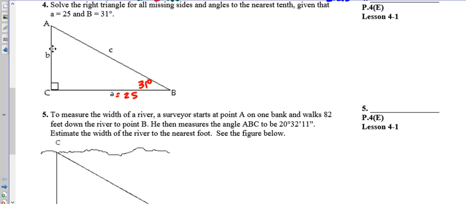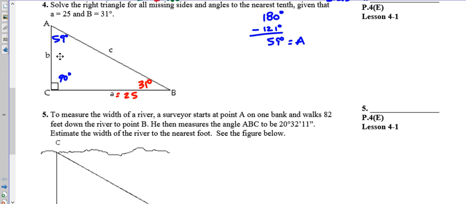Remember, every triangle has 180 degrees. That's 90 degrees here. That's 31 degrees. You add those together, we get 121. This will be 180 minus 121, which should give me my angle A, which is 59 degrees. That's angle A. So now I know 59 degrees goes there.